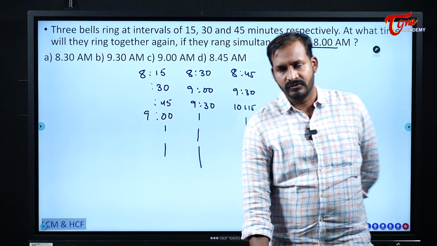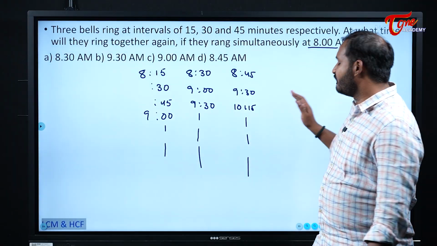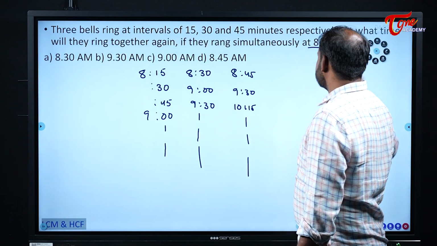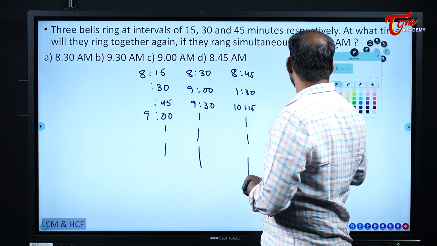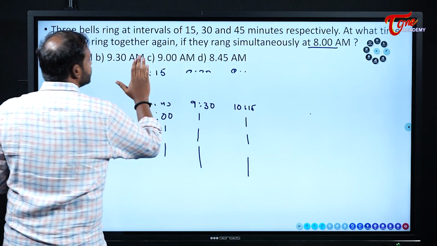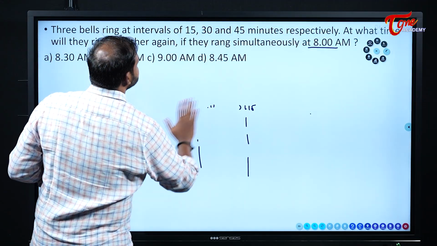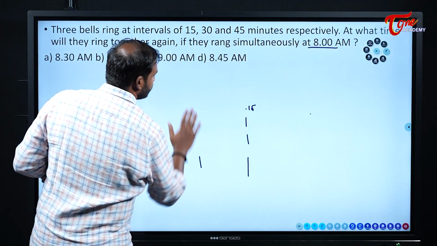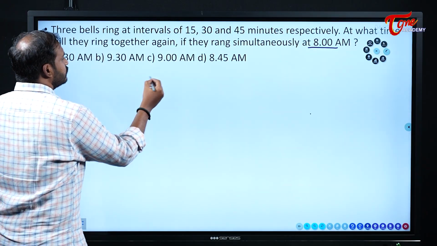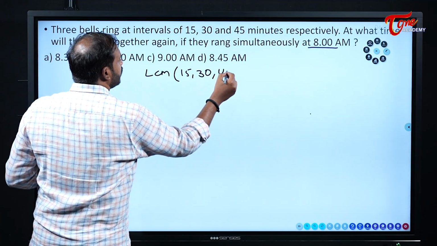So this process is nothing but finding the LCM. Simply find the LCM of the numbers. That is enough. We can easily solve the answer. So find the LCM. What is the LCM which we get here? Please observe and find the LCM of 15, 30 and 45.